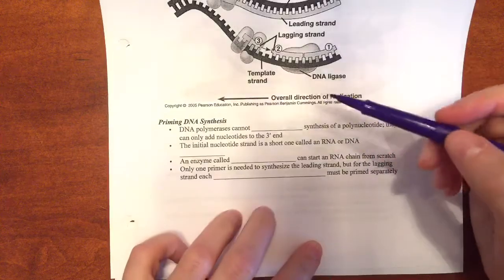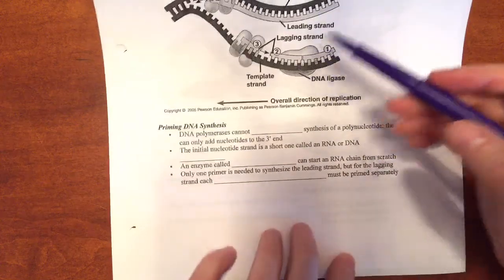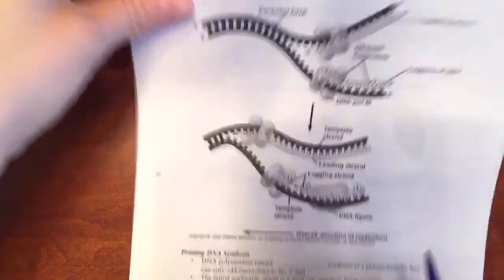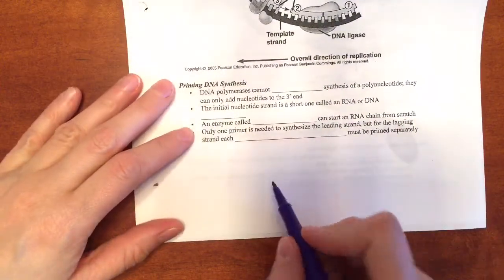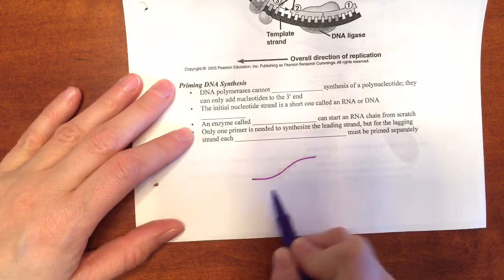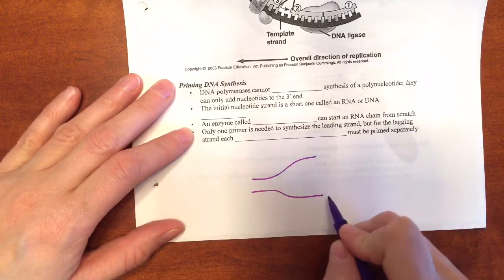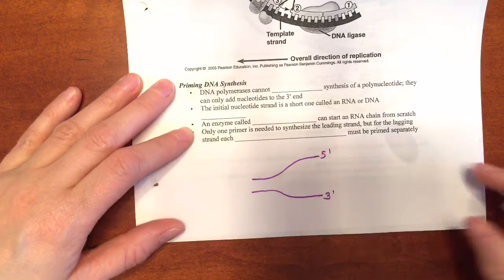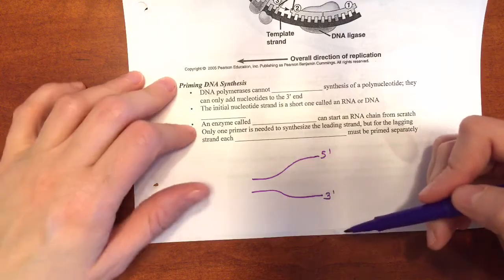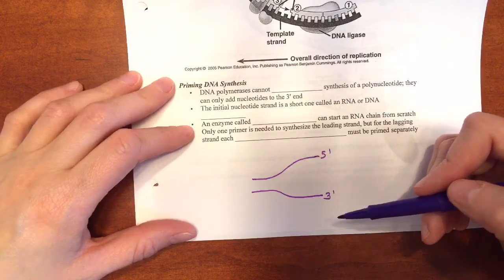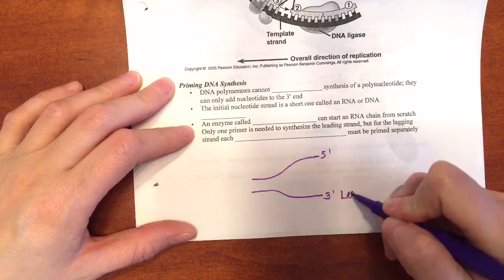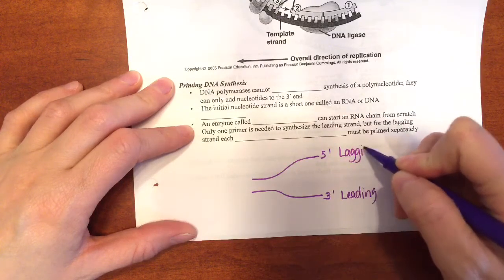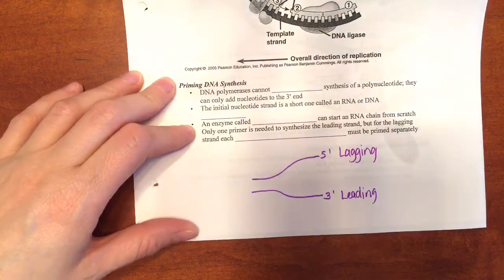I left off a little bit differently in each class. In all classes, I talked about the leading and the lagging strand. Most classes I left off with this drawing on the board, with the 3' and the 5' end. If this is the replication bubble, I asked you which would be the leading strand. This down here would be the leading, and this would be the lagging strand during replication. Let me explain why that is.